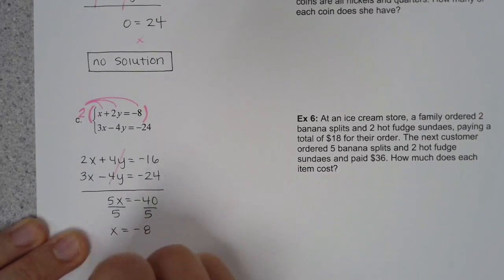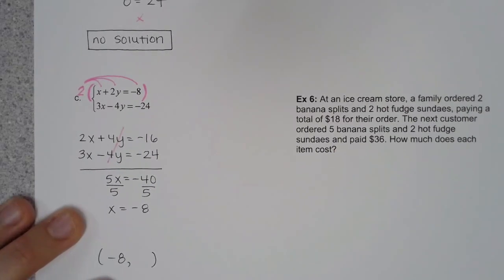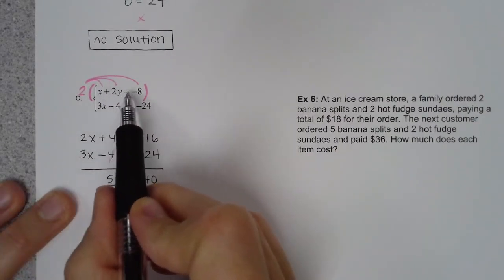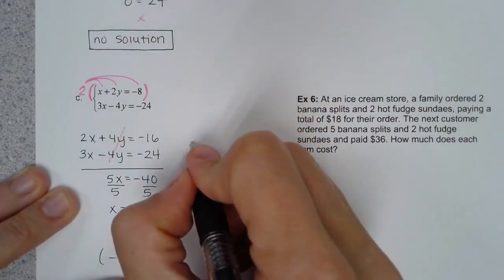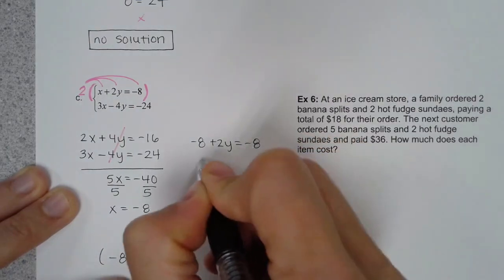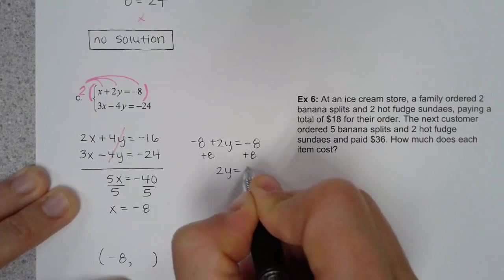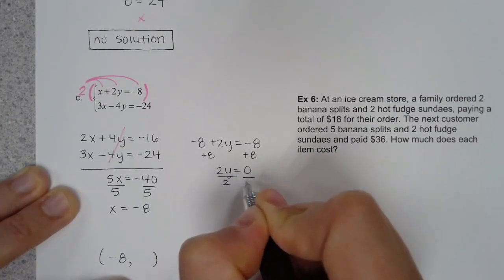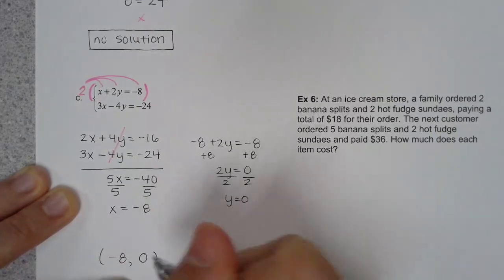X equals negative 8 means that negative 8 is part of my answer, and now I just need to figure out the other part of my answer. So I can plug it into my first equation, or I can plug it into my second equation. On this one, I'm going to plug it into the first one. So negative 8 plus 2y equals negative 8. I'll add the 8 to both sides. Don't be worried that the 8's cross out on this one. It's okay to get 0 as part of your answer. That's actually why we included it here. So y is equal to 0 means that 0 is part of your answer.